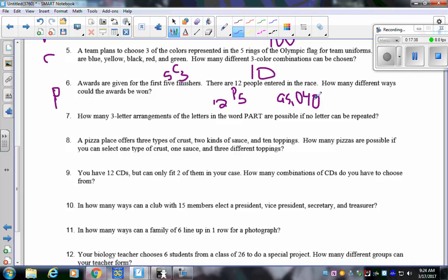Whew, crazy. All right, how many 3-letter arrangements of the letters in PART are possible if no letter can be repeated? Since no letter can be repeated, it's just a good old permutation. And it's a permutation because PAR is very different than if I flip that around and do RAP, right? Par versus rap, 2 very different things. So order does matter here, so I'm going to have more possibilities. I'm picking from 4 letters, and there's 3 I'm picking. When I do that math, 4P3 is 24.